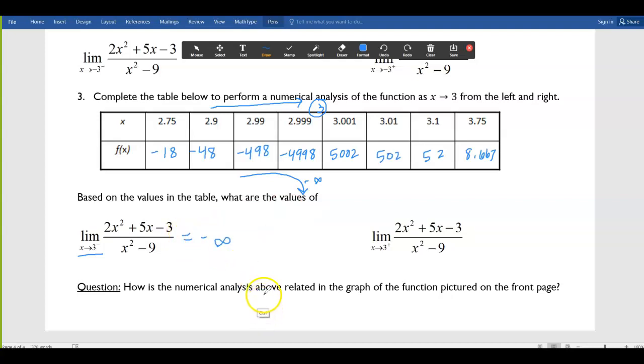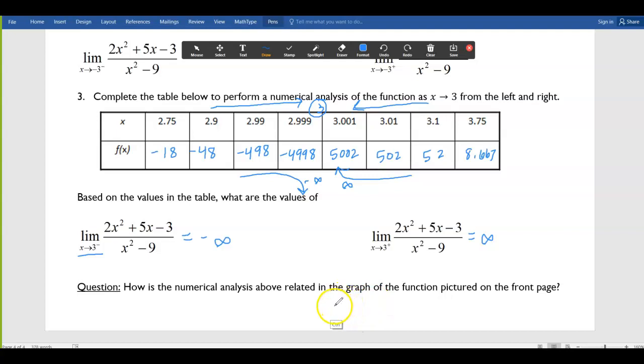And then the same idea on the other side, if I go to 3 from the right, I can see that those y values are changing very rapidly, but they are going in the positive direction. And so these are actually approaching positive infinity. So you have to be careful on those. They can be a little tricky. Just pay attention to the magnitude of those y values.